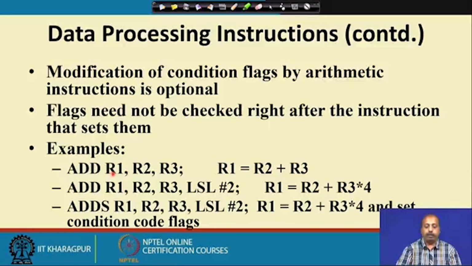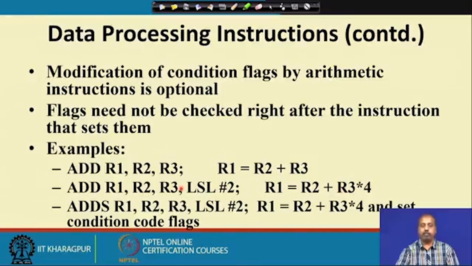The operand format is that after the opcode we have the destination, then the first operand, then the second operand. All instructions will follow this particular format. Then the next instruction, say add R1, R2, R3, LSL #2. This is the case where the second operand is a register that is left shifted by 2 bits. So the overall execution is R1 equal to R2 plus R3 into 4.